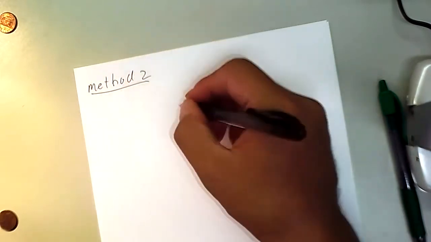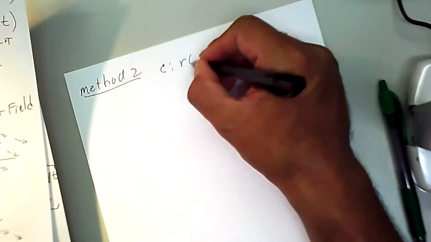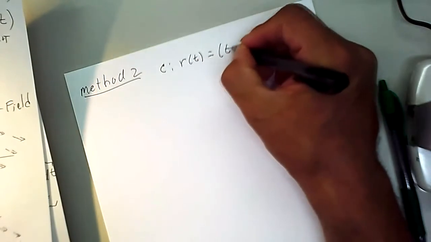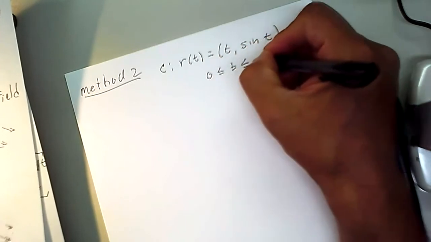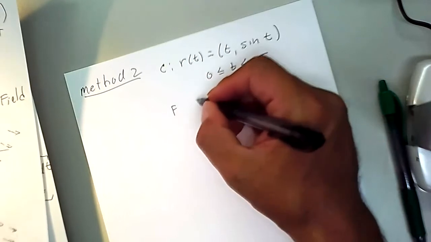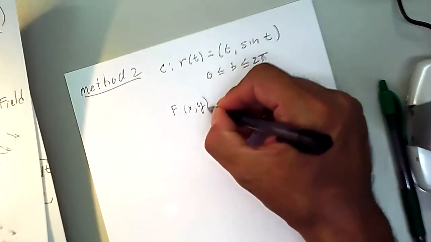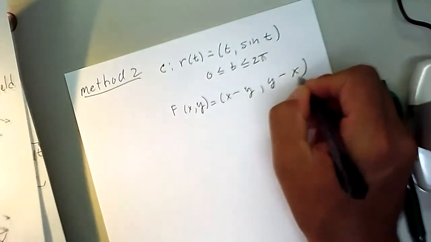So let's call this method 2. I call this method 1. I'm going to copy down the path. R of t equals t and sine of t. It is important to establish the domain, and then the vector field x, y equals x minus y, comma, y minus x.